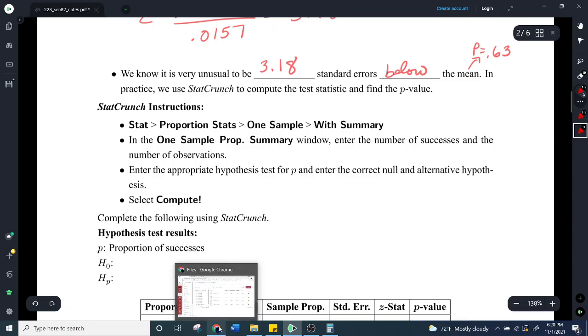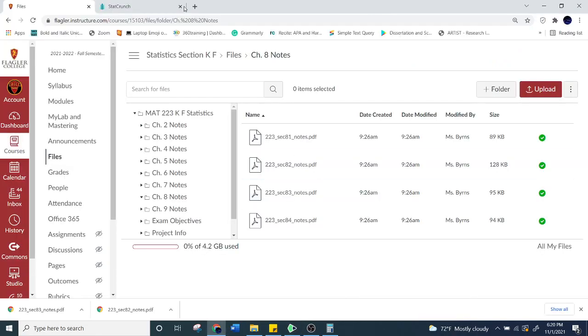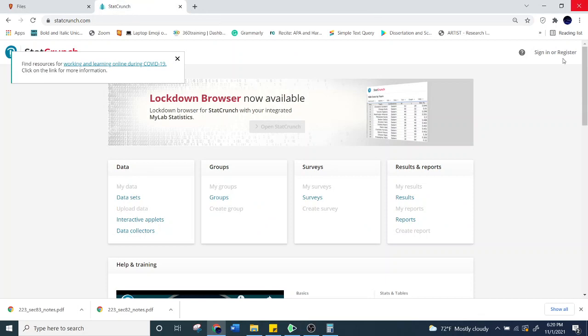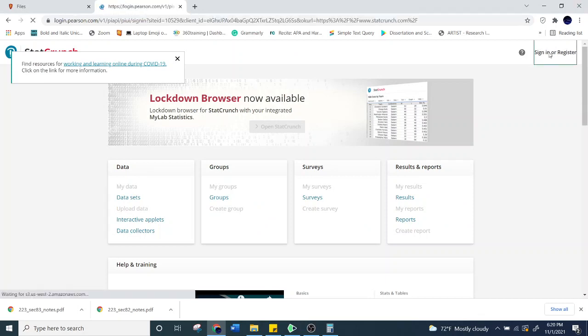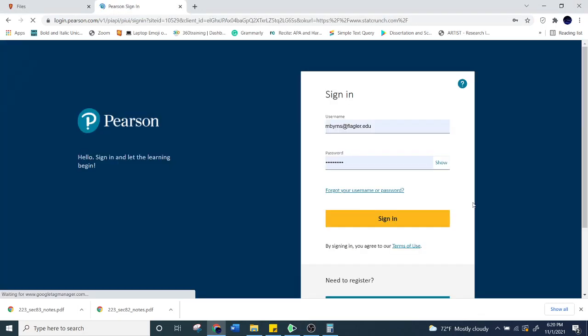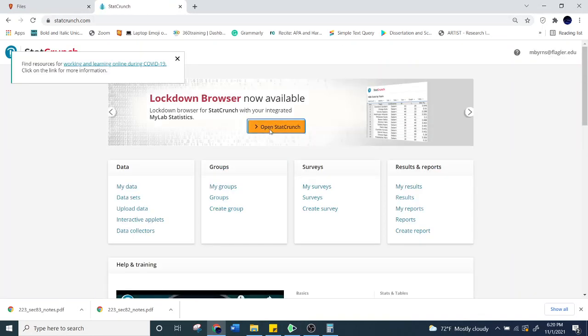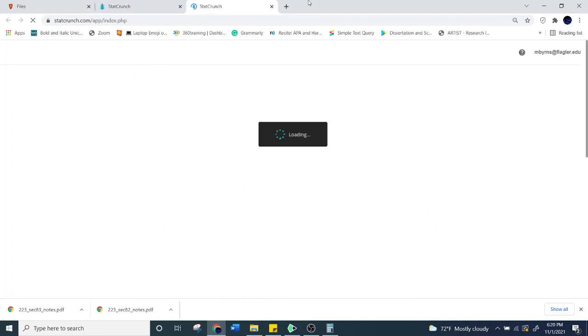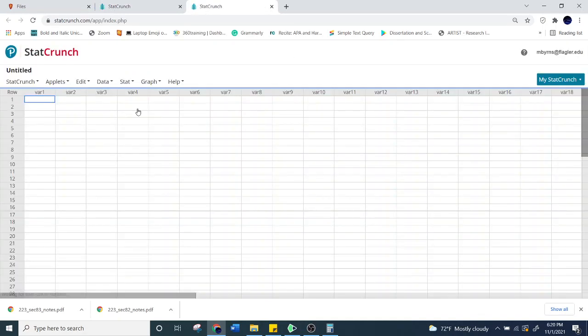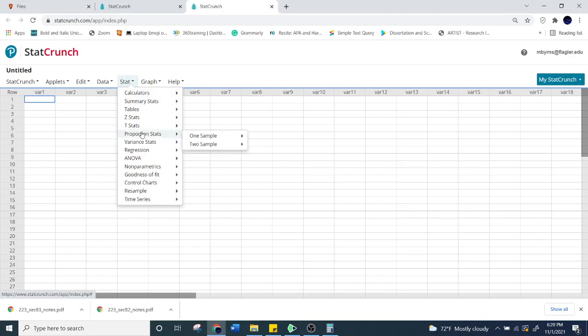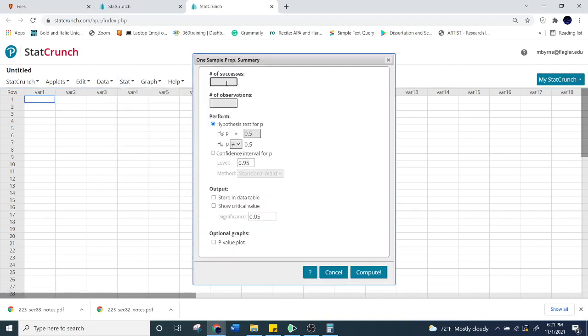So I think I have a window open somewhere here. Here it is. So, let me log into StatCrunch. And let's just run through it real quick so you can see what this looks like. All right, so we're going to go to stats, proportion stats, one sample with summary. My number of successes was the 548 out of the number of observations, which is 943.